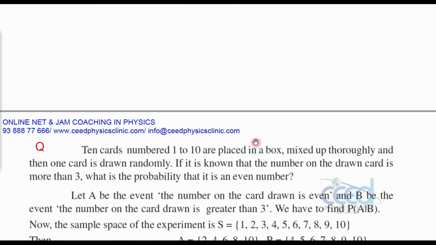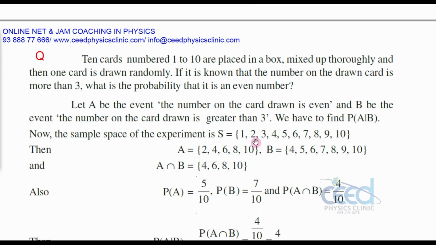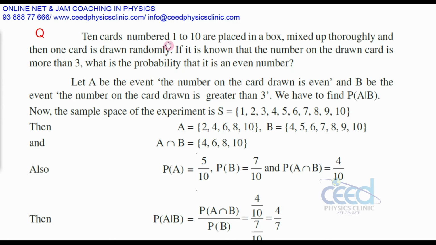Okay, now we have another question. Cards numbered from 1 to 10 are placed in a box, mixed up thoroughly, and then one card is drawn randomly. If it is known, that means it is given, that these things have already happened, that the number on the drawn card is more than 3, what is the probability that it is an even number?